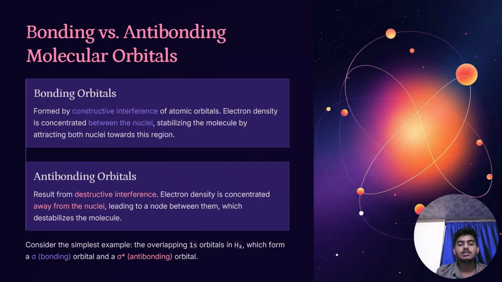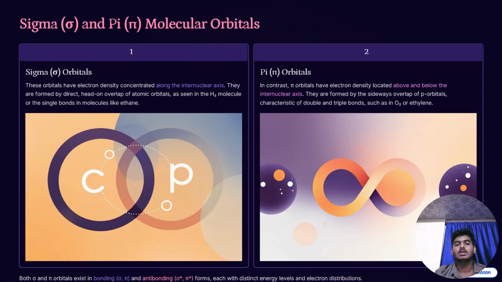Anti-bonding orbitals result from destructive interference. Electron density is concentrated away from the nuclei, leading to a node between them, which destabilizes the molecule. Consider the simplest example, the overlapping 1s orbitals in H2, which forms a sigma bonding orbital and sigma star anti-bonding orbital.